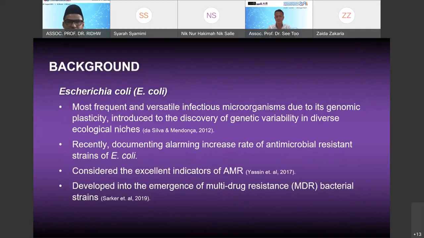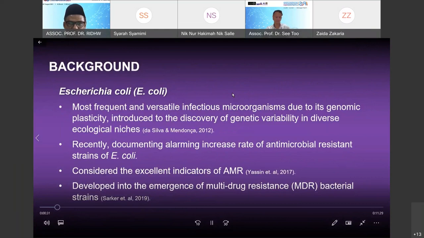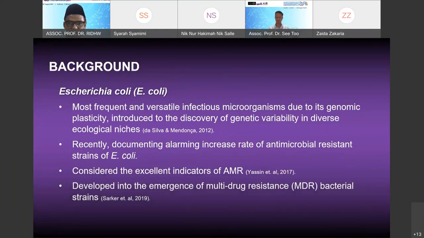First of all, E. coli is one of the most frequent and versatile infectious microorganisms due to its genomic plasticity, which introduced genetic variability in diverse ecological niches. Recently, an alarming increase in antimicrobial resistant strains of E. coli has been documented. E. coli is considered an excellent indicator of antimicrobial resistance, and it has also been causing the emergence of multi-drug resistant bacterial strains.